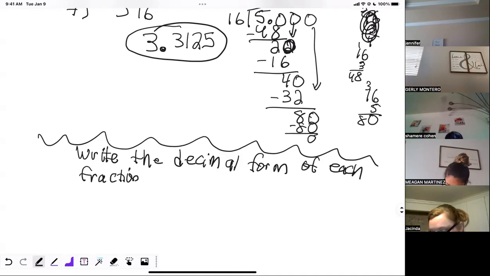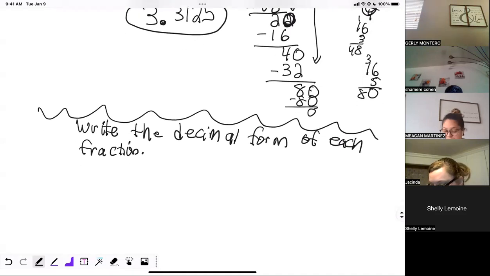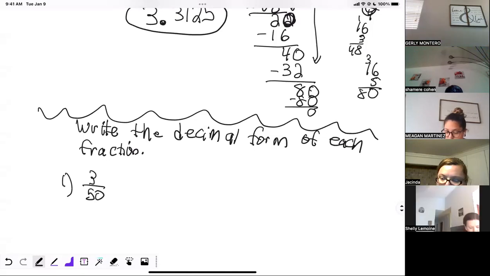I want to spend just a little bit of time on looking at when the denominator is a power of 5. So let's say I have 3/50. Your goal is to make it 100. Of course, you can divide it by hand, but I want to give you a little bit more insight on how to do these. So I want to make it 100.